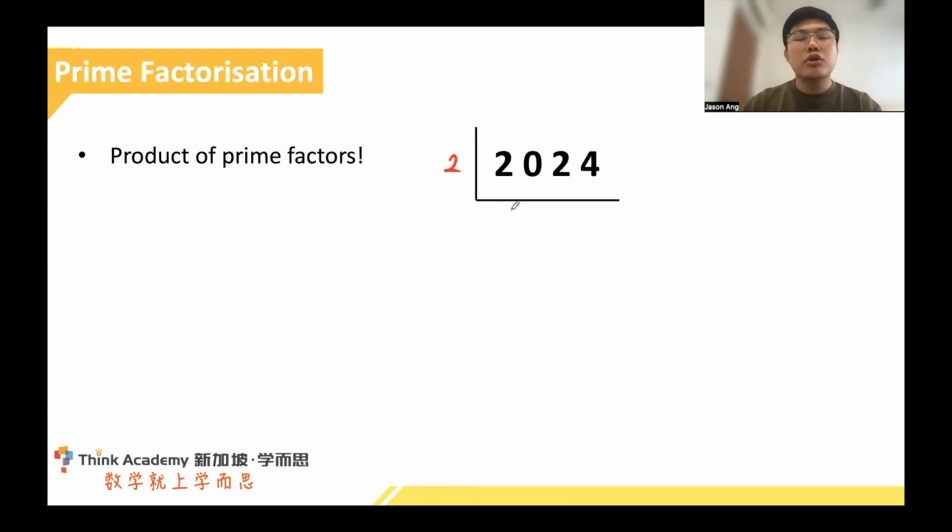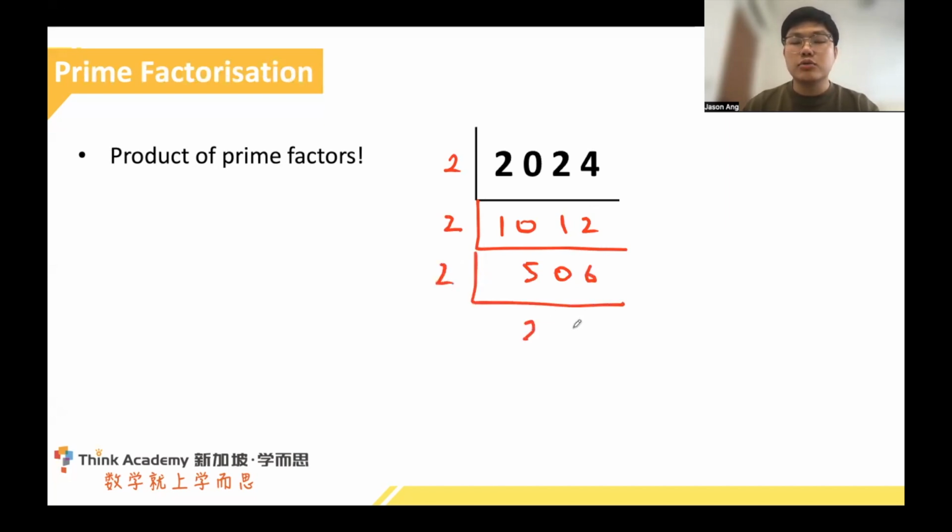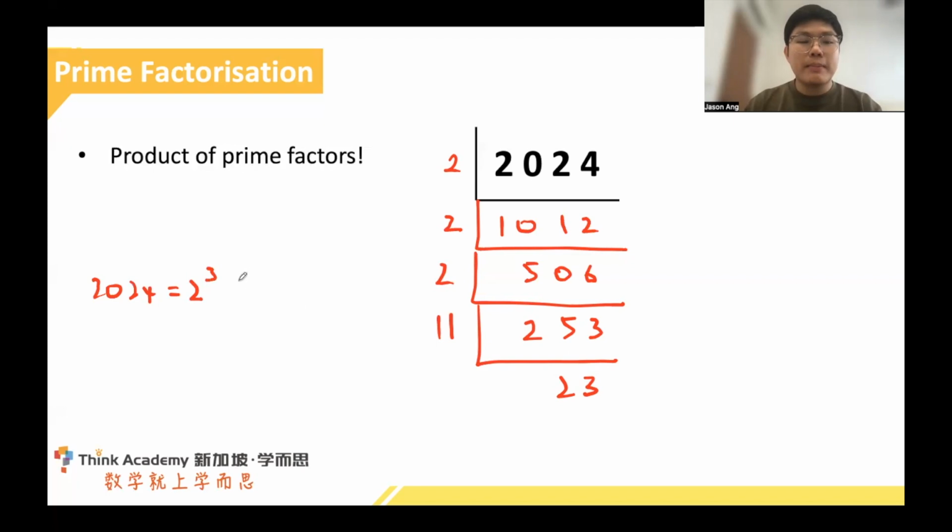We divide this by 2, we're going to get 1012. If we do it again, 2, we're going to get 506. Again, 2 will give us 253. Dividing this is a little bit difficult, so I'll help you here: it's going to be dividing by 11, then we're going to get 23. Once we notice that all numbers here are prime numbers, we can conclude that this is the prime factorized form. We write 2024 equals 2 cubed, because we use 2 three times, multiplied by 11, multiplied by 23.